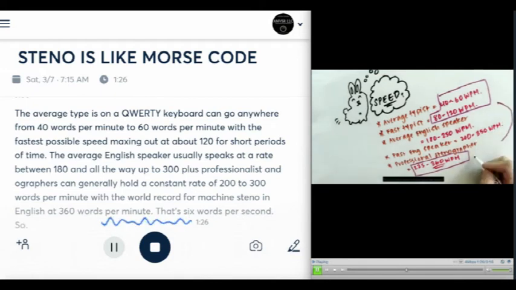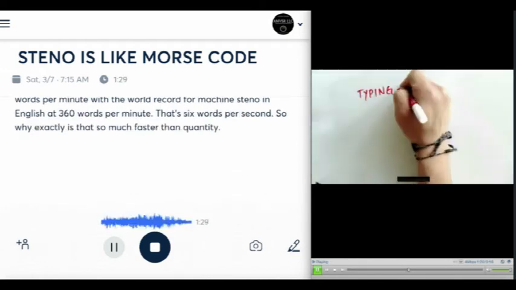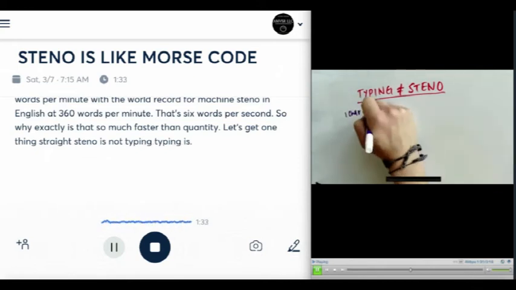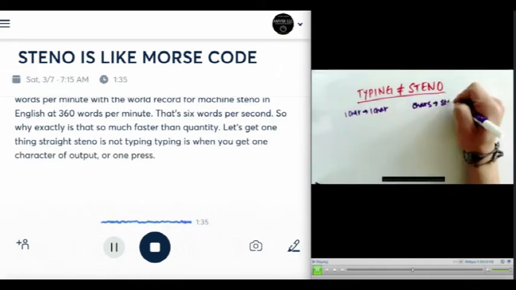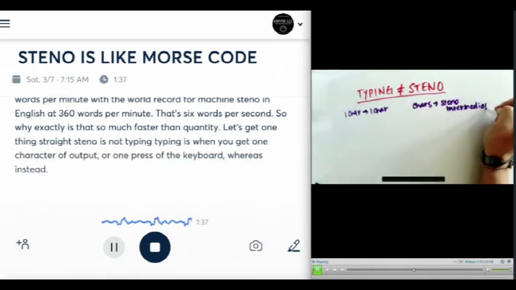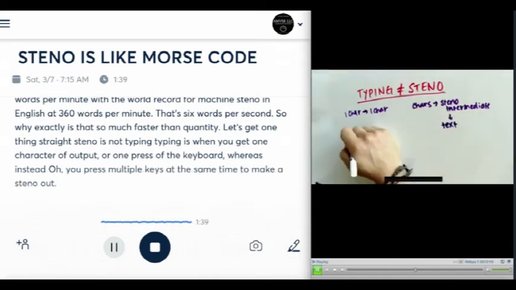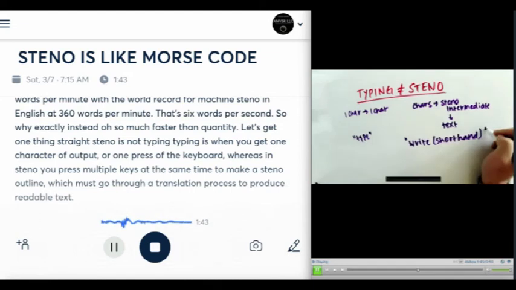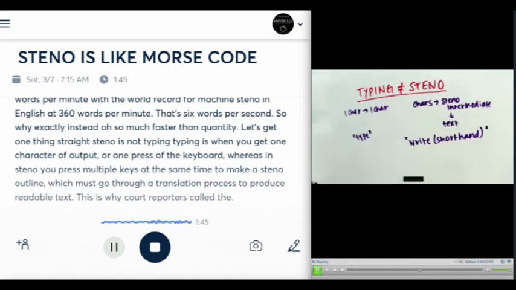So why exactly is Steno so much faster than QWERTY? Let's get one thing straight. Steno is not typing. Typing is when you get one character of output per one press of the keyboard, whereas in Steno, you press multiple keys at the same time to make a Steno outline, which must then go through a translation process to produce readable text. This is why court reporters call the act writing and not typing.